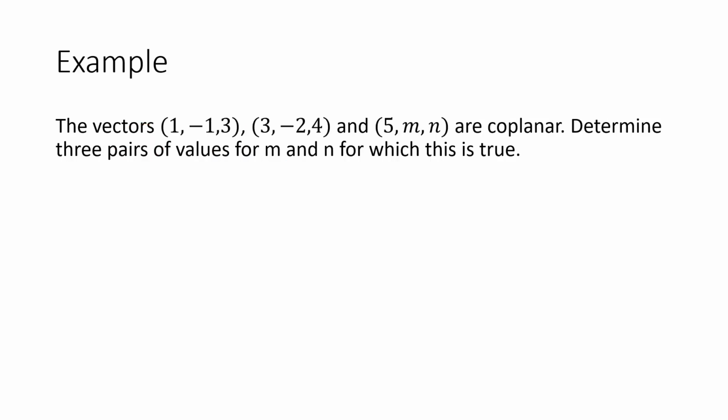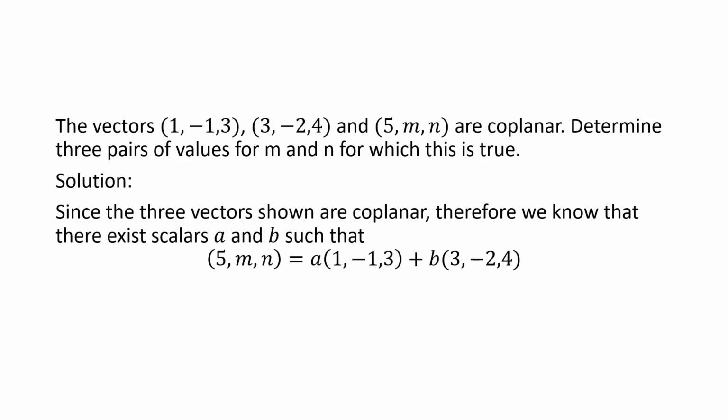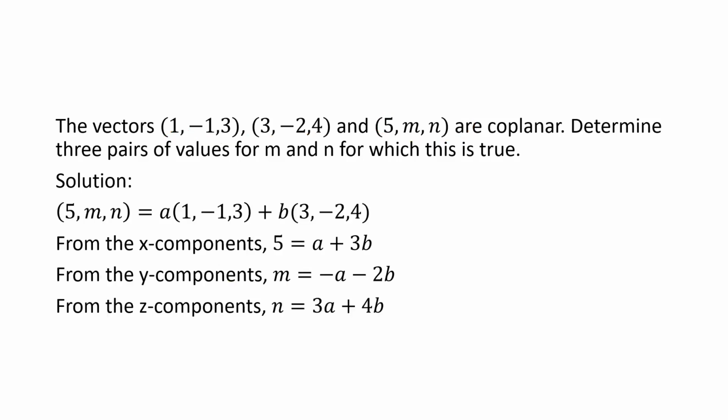Now imagine that the vectors (1, -1, 3), (3, -2, 4), and (5, m, n) are coplanar. Let's determine three pairs of values for m and n for which that would be true. Since the vectors shown are coplanar, we know there exist scalars such that (5, m, n) is equal to a times (1, -1, 3) plus b times (3, -2, 4).